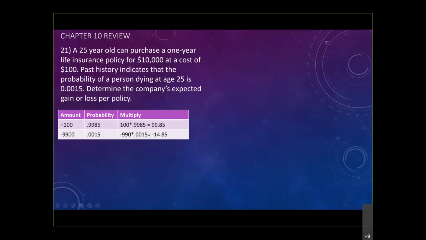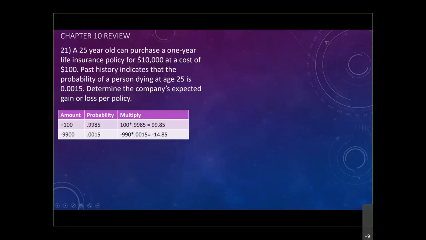In terms of this, everybody see that the amount of gain, when the company sells this policy, the company gains $100, right? And the loss, if they have to pay out, they have to pay out 10,000, but they not really pay out 10,000 because they took your $100 in the beginning, so they pay out 9,900, right? Which is not the 10,000. And again, what is the probability of their loss?